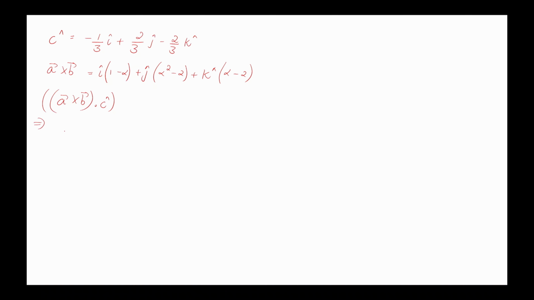So this would become alpha minus 1 upon 3, plus here we would have 2 alpha square minus 4 upon 3, and here we are going to have plus 4 minus 2 alpha upon 3. So from here, let me just simplify this. I can take 3 as LCM, of course. So I would have 2 alpha square minus alpha minus 4 plus 4 gets cancelled out, and we would have minus 1 upon 3.